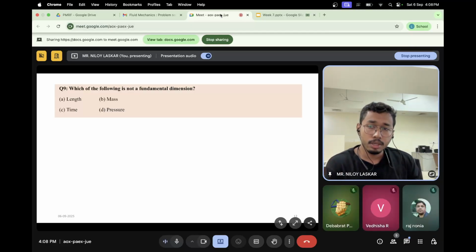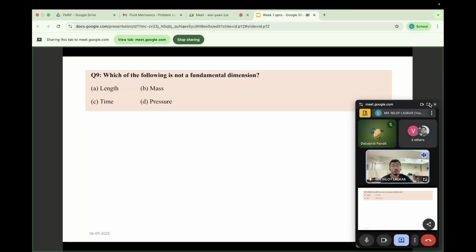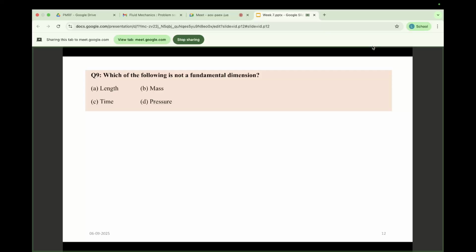So Debrath has answered option D, that is the pressure, right? Yes, that is the correct answer. So let me recap what we have studied earlier. Basically we have talked about 7 important dimensions: length, mass, time, temperature, electric current, and so on. All these things come under the fundamental dimensions, right? So that's why this question is here.